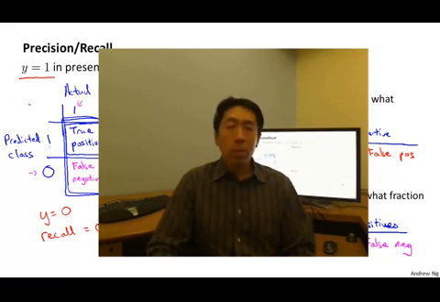So for the problem of skewed classes, precision and recall gives us more direct insight into how the learning algorithm is doing, and is often a much better way to evaluate our learning algorithms than looking at classification error or classification accuracy when the classes are very skewed.